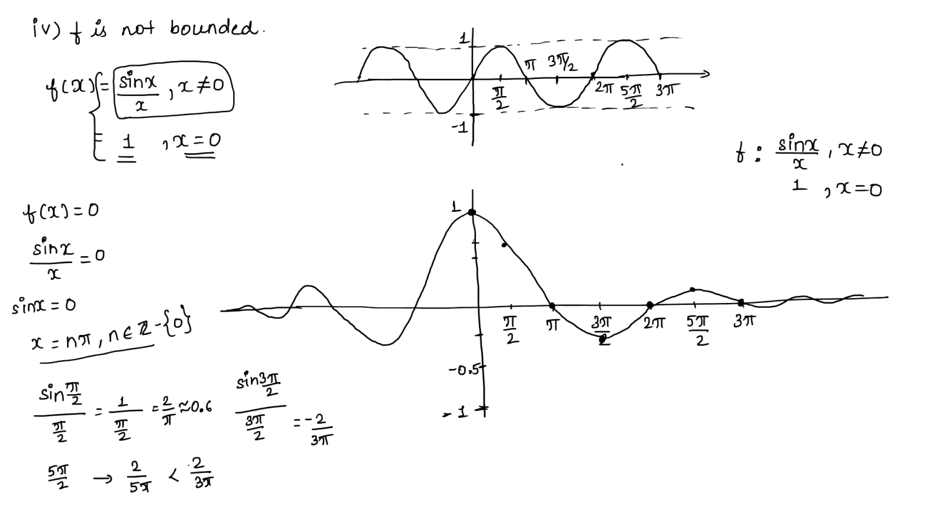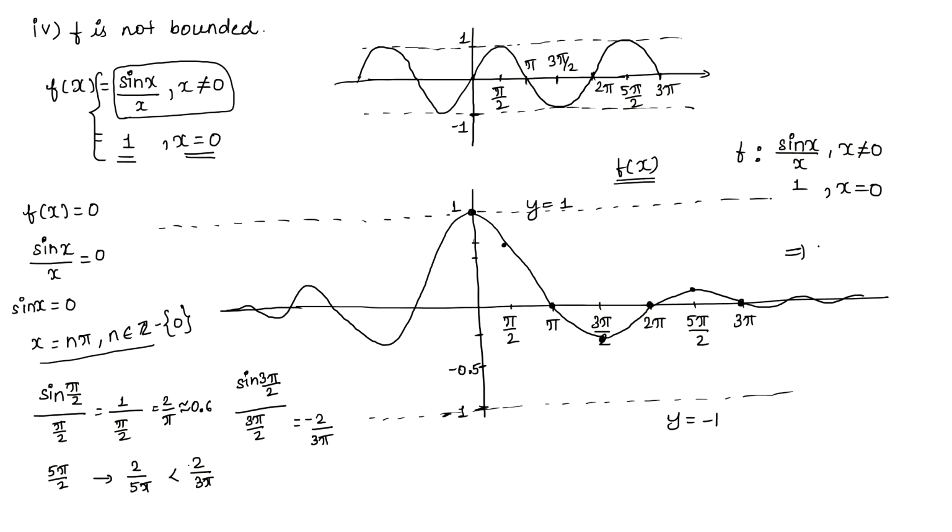So this is the graph of f of x, the function which is given to us, and as you can see, this line is y is equal to 1. You can similarly draw a line here, y is equal to minus 1. So the graph of the function f is lying completely between the lines y is equal to 1 and y is equal to minus 1. Therefore, the function f is bounded.